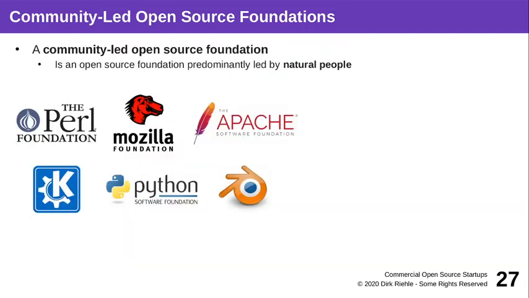So the first one are the community-led open source foundations. These are foundations where natural people are in the lead. Often these foundations accept only natural people, not legal persons, not companies. They don't accept those as members, only natural people. And again, the main example for me is the Apache Software Foundation. The ASF only accepts normal, natural people as members of the foundation, and keeps companies at least formally out. Of course, people are employed by companies and that might lead to conflicts of interest, but formally companies have no say in the ASF.